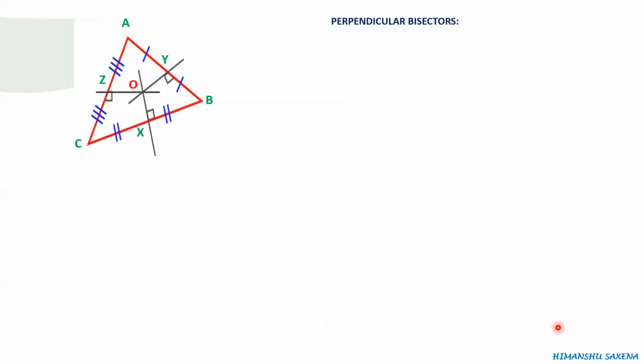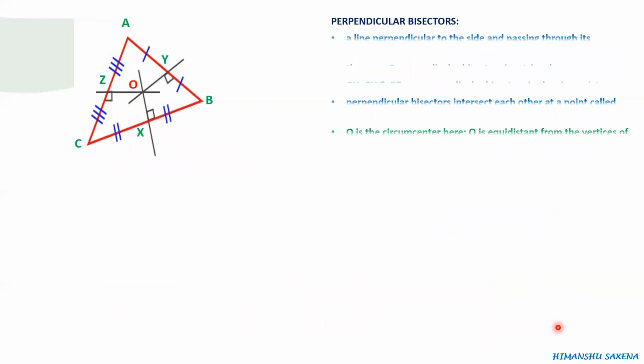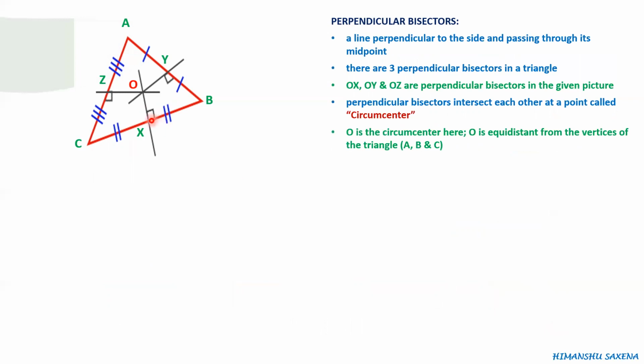Now, what are perpendicular bisectors? If I want to know the perpendicular bisector of BC, I will first find out where the midpoint is. So X is the midpoint of BC, and I just drop a perpendicular on this midpoint. Perpendicular bisectors might or might not pass through the vertices. So this OZ is not passing through B here. Similarly, OY is not passing through C, and OX is not passing through A.